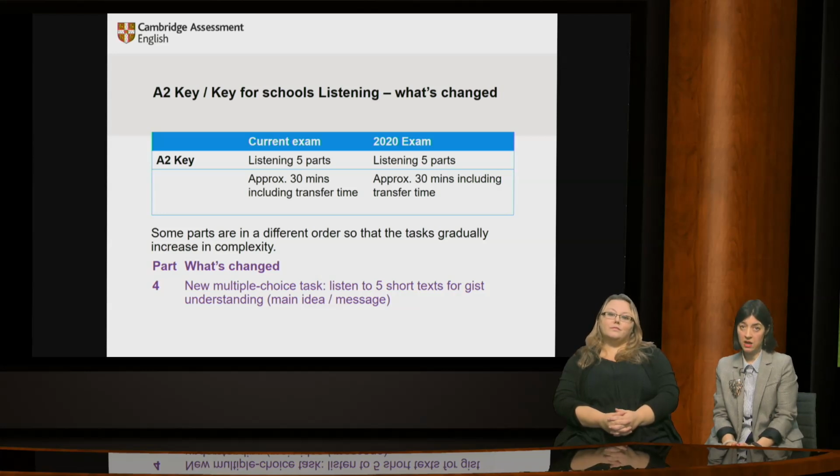The new Part 5 is the same as Part 2 in the current paper, so these two parts have just swapped places. Essentially, research revealed that Part 2 was less complex than Part 5 and should therefore come earlier on in the test.